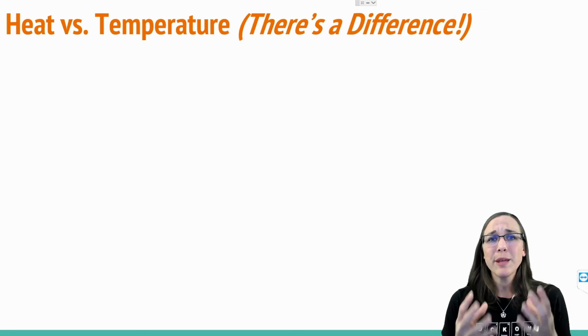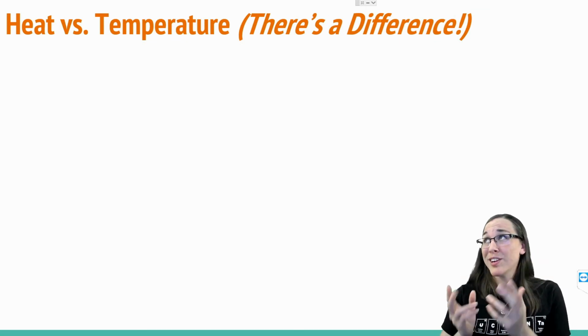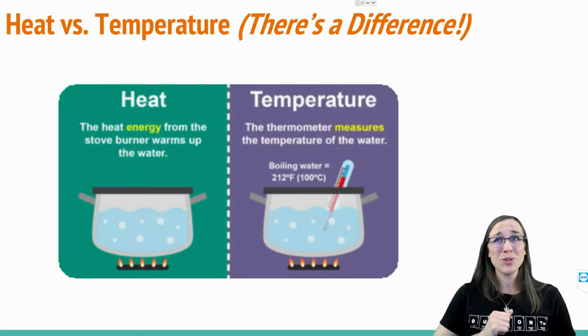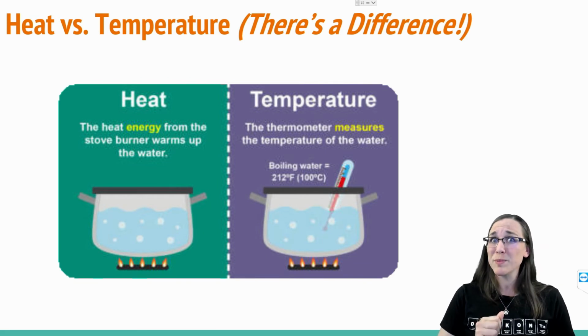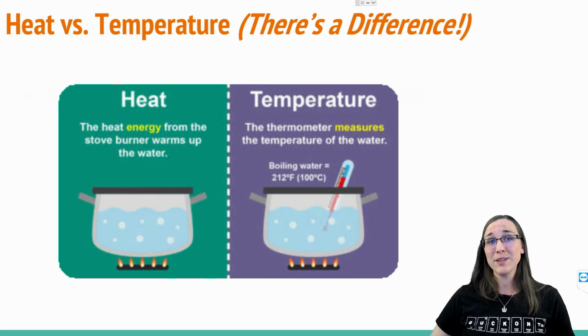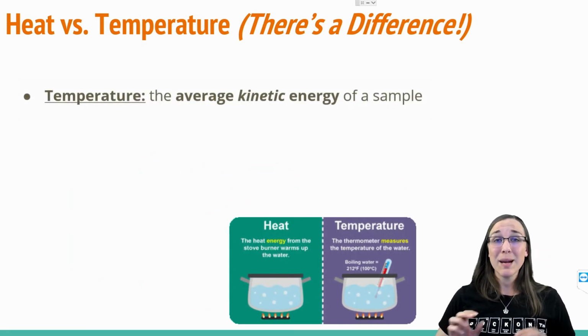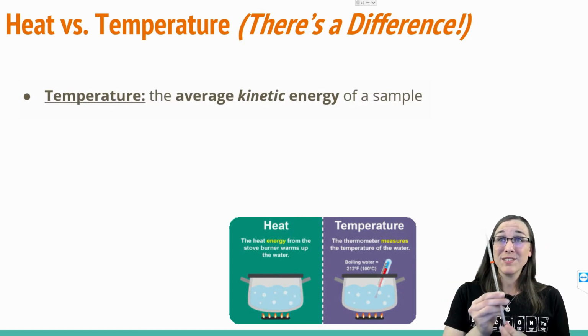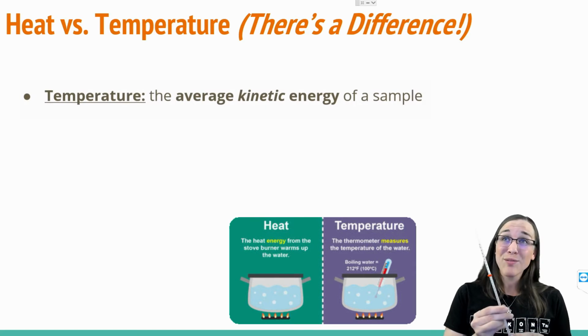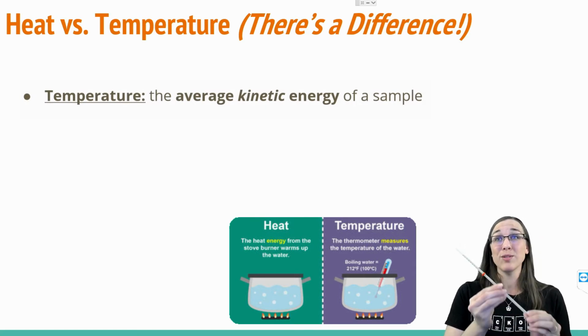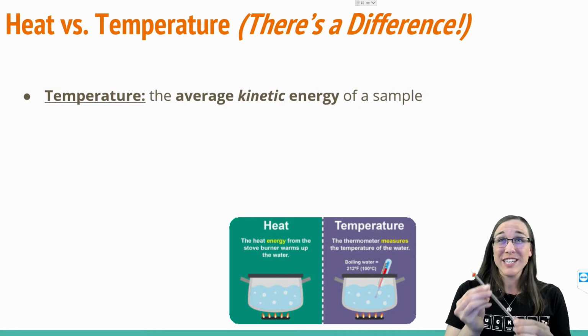So now you heard me use the word heat and temperature. There is a distinct difference between those two things, and you should know the difference between them. This is where a lot of my chemistry students got a little confused. So let's go into depth here on the difference between temperature and heat. Temperature is the average kinetic energy of a sample. So if you stick a thermometer in a sample and it gives you a reading, it's telling you the average motion of those molecules. What's the average kinetic energy?